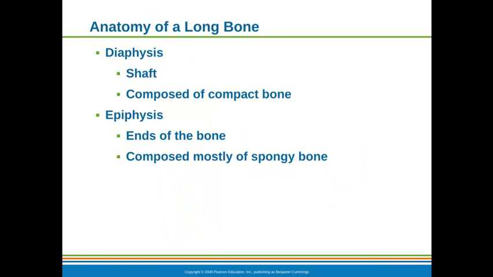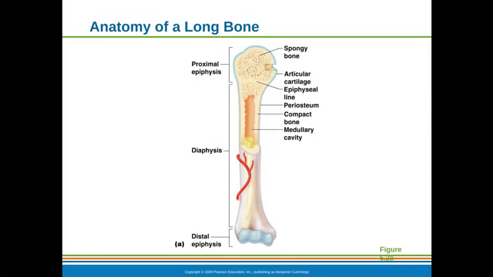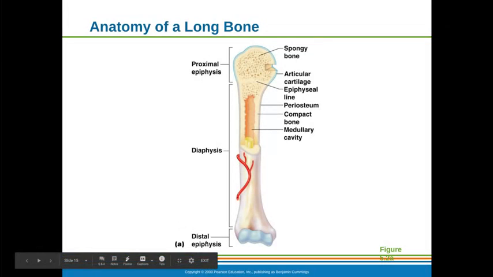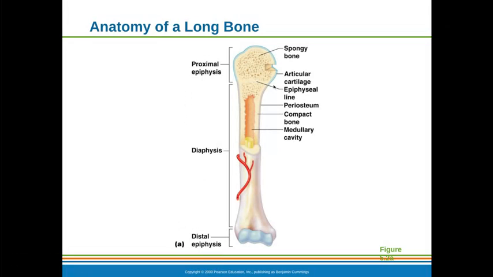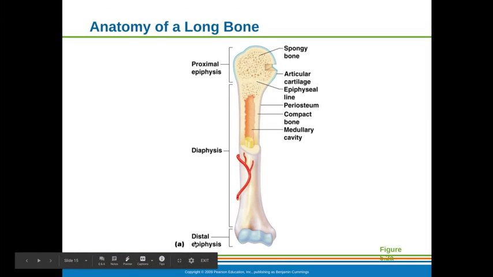Now, let's talk about long bones in particular. We have two distinct parts that we've already talked about, the shaft and then the heads on either end. The shaft is referred to as the diaphysis, and it's composed of compact bone. The epiphysis or epiphyses are the ends of the bone, composed mostly of spongy bone. Now, what I do want to point out is what we see right here, the proximal and distal epiphysis. Now, the epiphyses are different. They have different anatomy based upon whether they are proximal or distal. Now, this is because they have different physiologies. They can move in different ways.